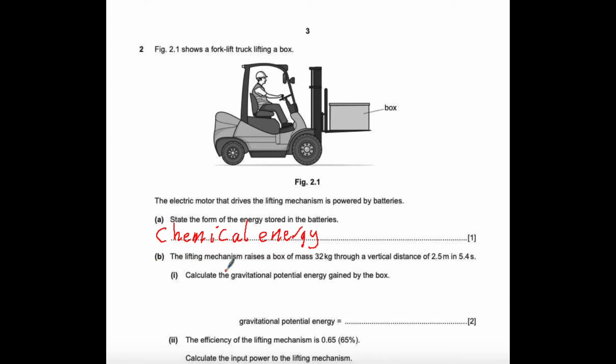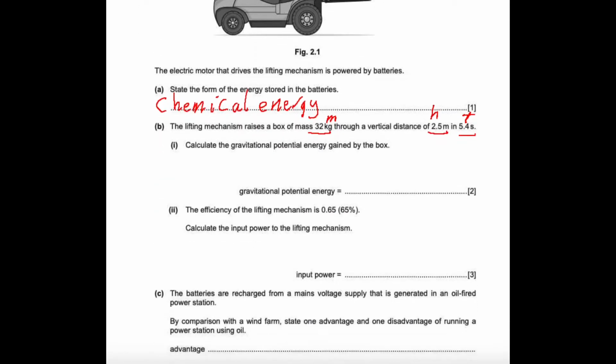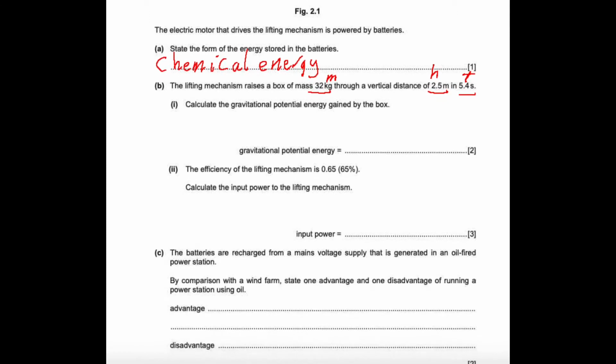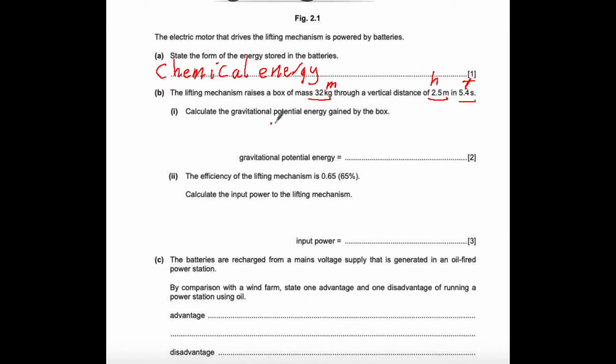B. The lifting mechanism raises a box of mass 32 kilogram, so this is M, through a vertical distance of 2.5 meter, which is height, in 5.4 seconds, which is time. I. Calculate the gravitational potential energy gained by the box.